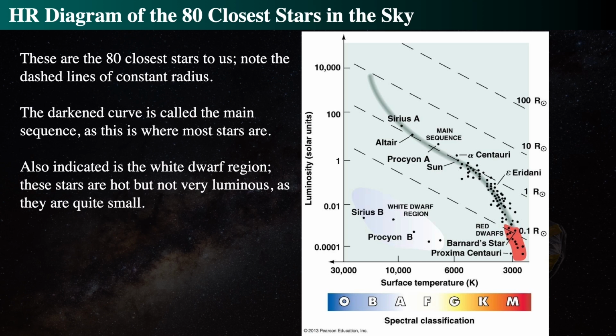Let's see about the close ones. What about the closest stars? If we think about the closest stars to us, within say 10 or maybe 20 light years, you can go to atlasoftheuniverse.com to see more of which stars these are. You can get a list of them.